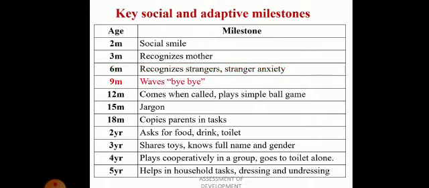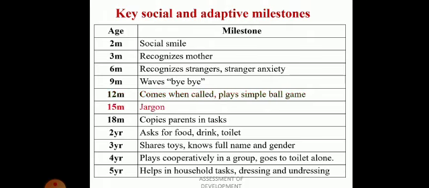At the age of 9 months, the child will be waving bye bye. So with the upper limb, with the hand, the child will wave, because now he knows that if someone is going outside, we should say bye bye. At the age of 12 months, when you call the child will come to you and will be playing the simple games of ball.